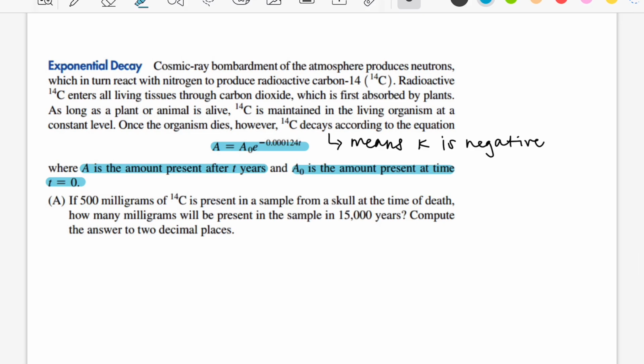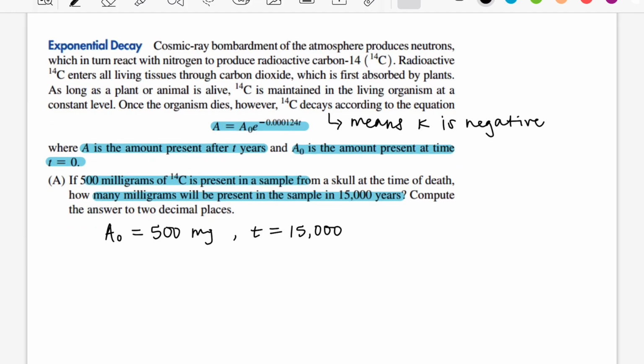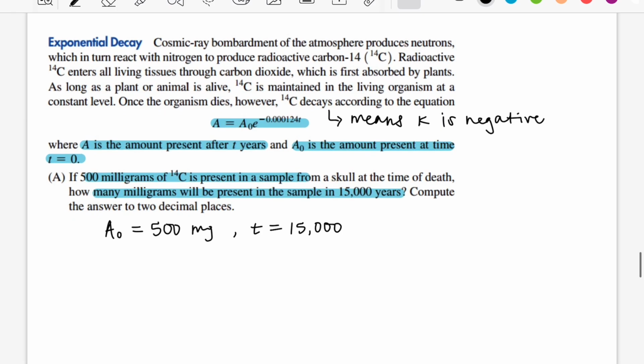And we're told that if 500 milligrams of our carbon-14 is present in a sample, how many milligrams will be present in the sample in 15,000 years? So we're starting off with A naught equal to 500 milligrams. We're given that our time in years is 15,000 years. And we already know what our relative decay rate will be. So we can just plug all of this into our equation. We're looking for A, the amount present after 15,000 years.